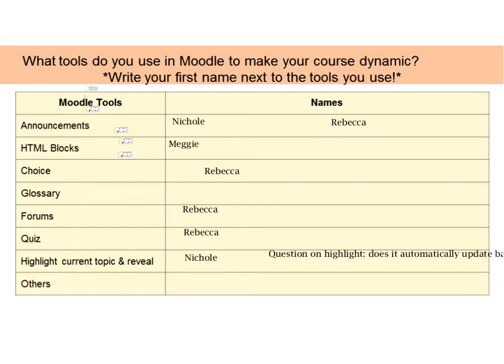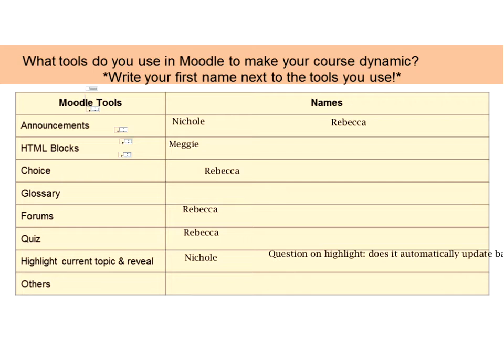All right, so it looks like you guys are using quite a few different things. Brian, looks like you're the only one using glossary, and I'm going to talk about a couple different ideas that you could use with it. I totally agree with providing a list of technical terms. That's super helpful. Someone asked the question on the highlight, does it automatically update based on the date?